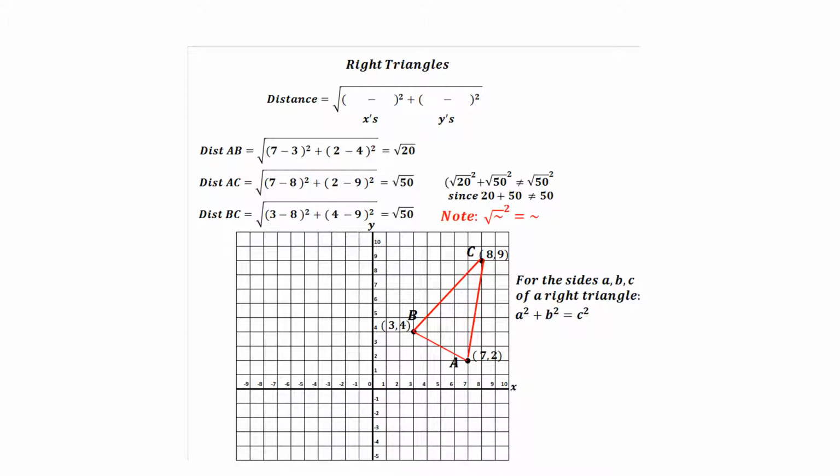And then we're going to find the distance B to C. The x values are 3 and 8, and the y values are 4 and 9. So we do 3 minus 8 squared plus 4 minus 9 squared. That's -5 squared, that's 25, plus another 25, and that's the square root of 50.